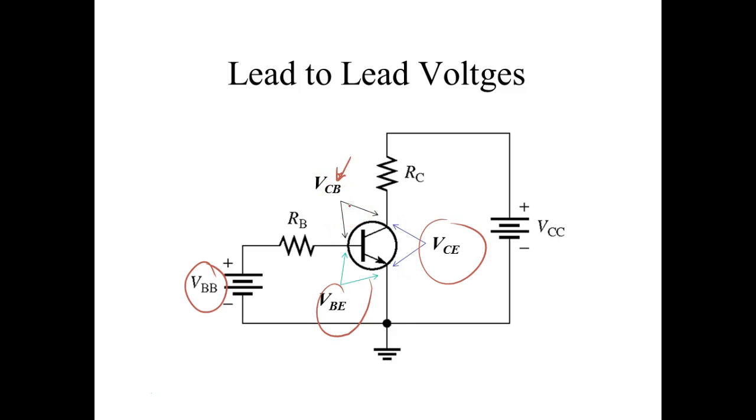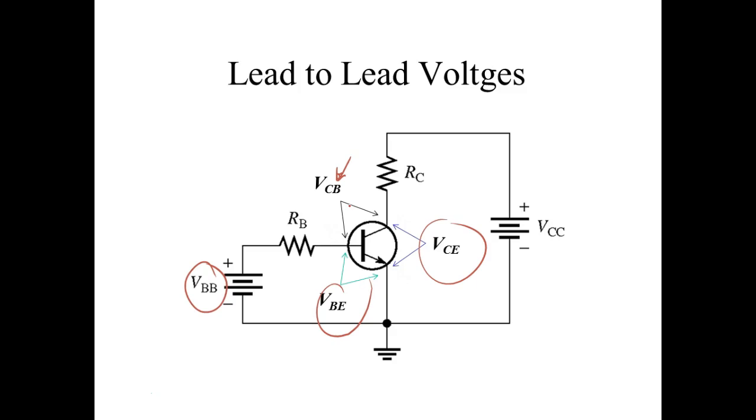So VCB would be you put your black lead on the base, you put your red lead on the collector. VCE, you'd put your black lead on the emitter, you put your red lead on the collector. VBE, you'd put your black lead on the emitter, you'd put your red lead on the base. Are we okay?